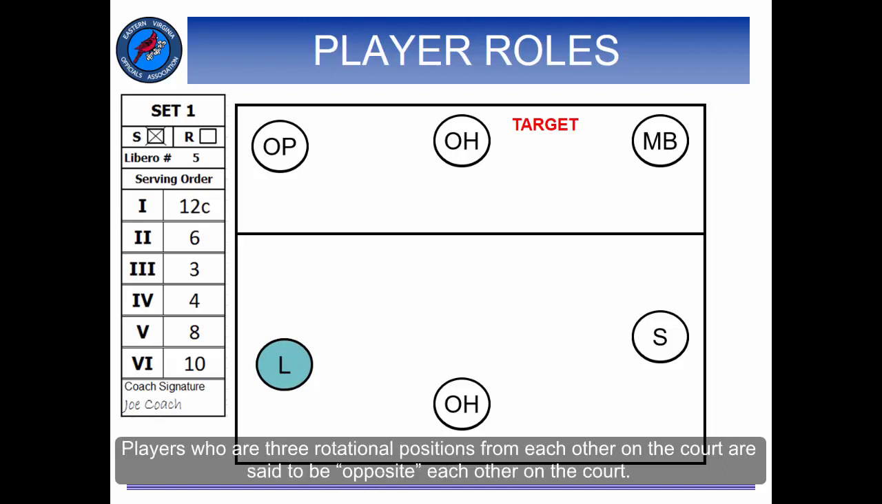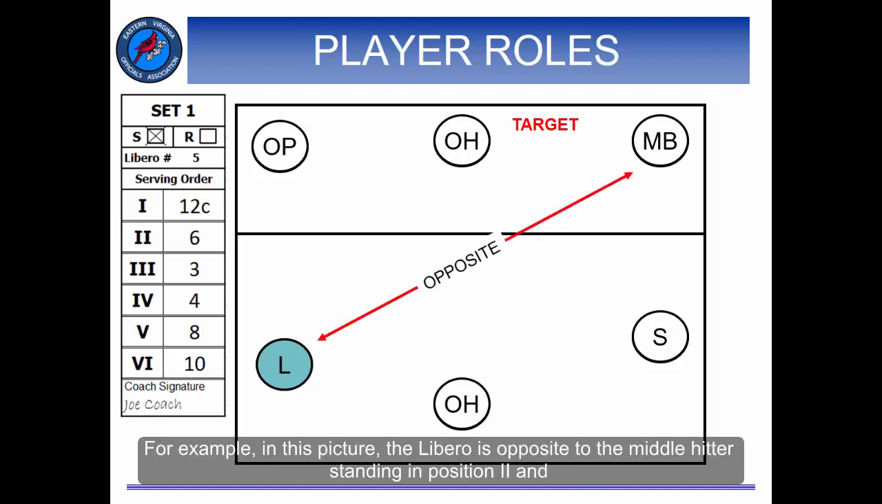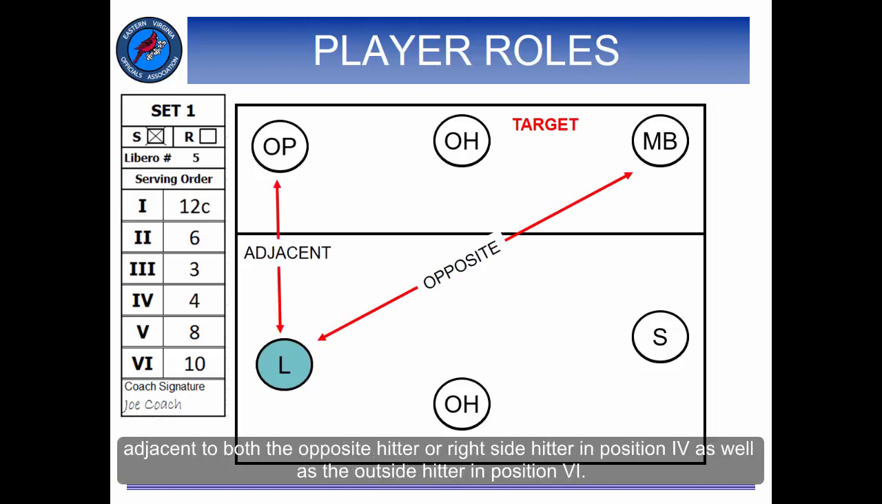Players who are 3 rotational positions from each other on the court are said to be opposite each other on the court. Players who are immediately in front of, behind, or next to each other on the court are said to be adjacent players. For example, in this picture, the libero is opposite to the middle hitter standing in position 2, and adjacent to both the opposite hitter or right side hitter in position 4, as well as the outside hitter in position 6.